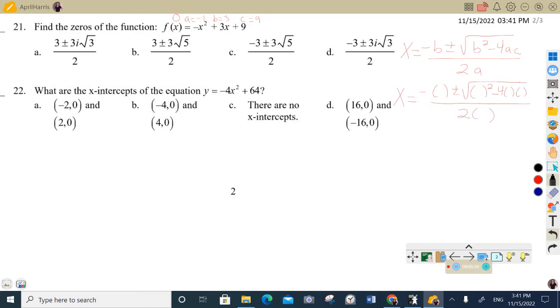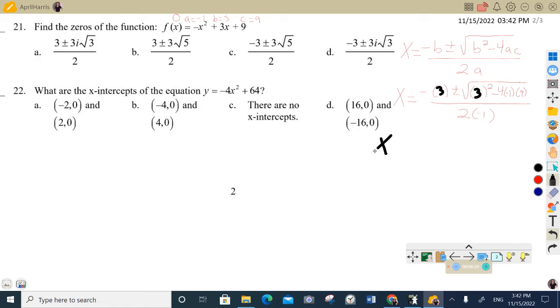All right, and then you're going to fill in your ABCs. So negative b is 3, plus or minus the square root of b squared, b is 3, minus 4 times a, which is negative 1, and c is 9. All right, and then all over 2 times a, which is negative 1.